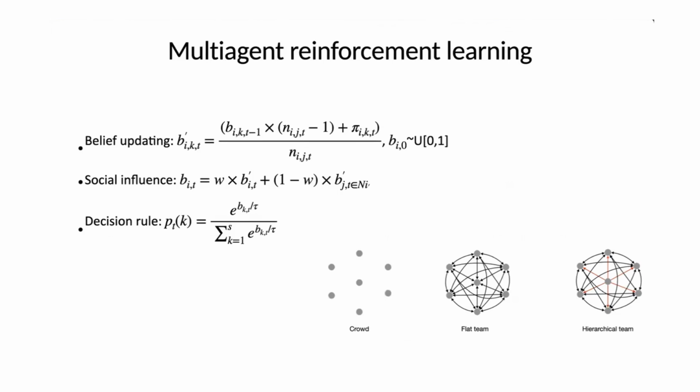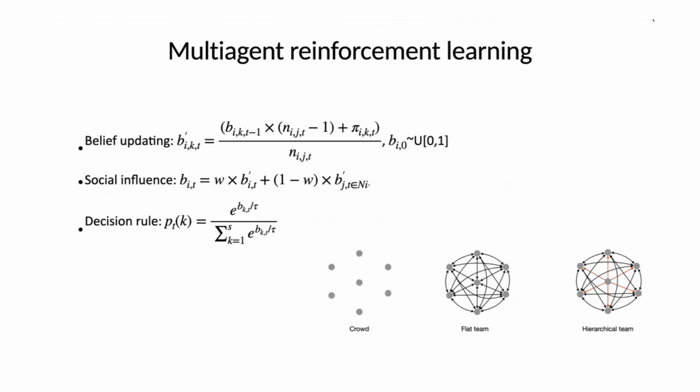And now we can talk about multi-agent reinforcement learning. The basic idea of reinforcement learning is that the agents are choosing options. Each option will give a payoff. If the payoff is high, then the probability of the agent choosing the same option will increase, because the payoff is good.